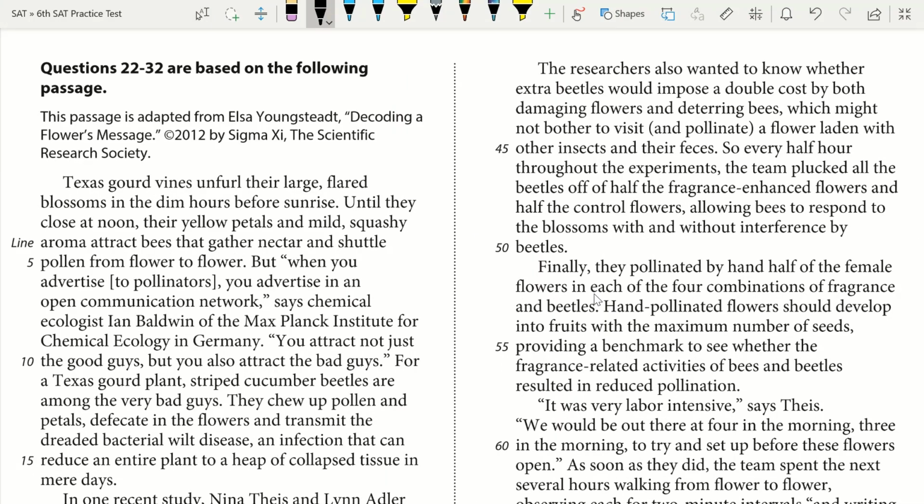All right, so for passage 3, questions 22 to 32 are based on the following. This passage is adapted from Elsa Youngsteadt, titled Decoding a Flower's Message, copyright 2012 by Sigma Xi, the Scientific Research Society.